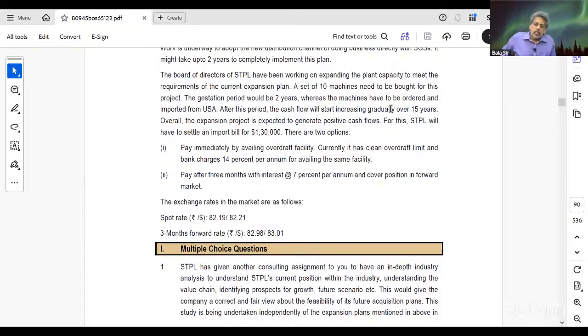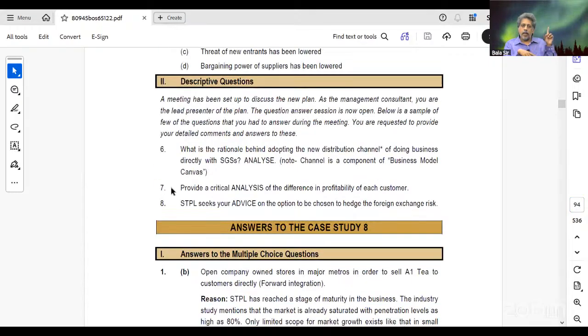Now let me go ahead and take on case study number 8. In that, first I will take up the descriptive question. Is that fine, Chirag? Can we have that question first? In case study number 8, there are 2 questions, one MCQ and one descriptive. First we're going to take up the descriptive question, question number 8. Yes, sir.